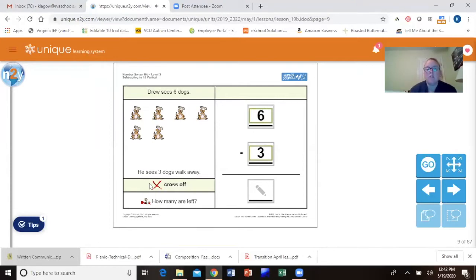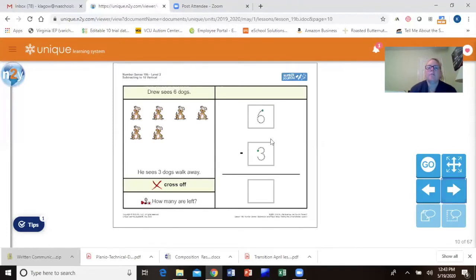Now we have to cross off 3 to see how many are left. So let's cross off 3 because he saw 3 dogs walk away. Ready? 1, 2, 3. How many are left without the X? Let's count them. 1, 2, 3. So 3. So 6 take away 3 equals 3.